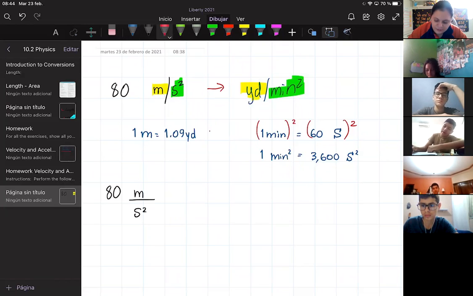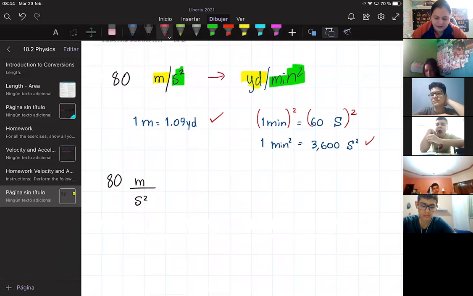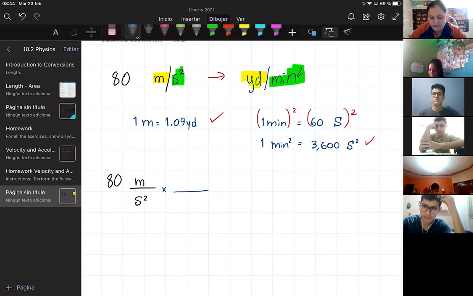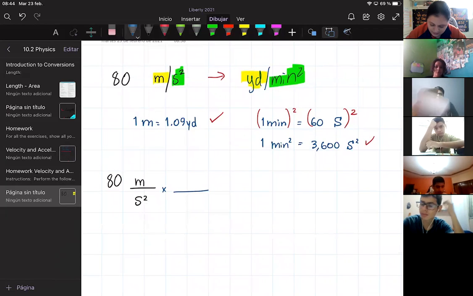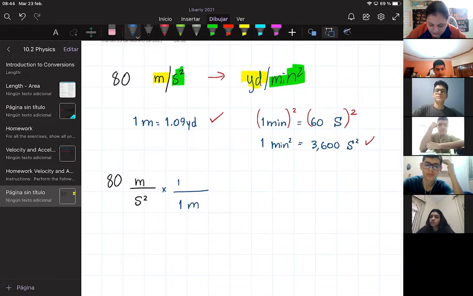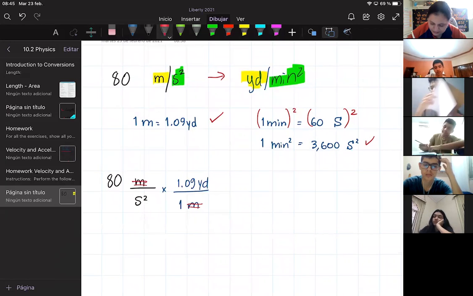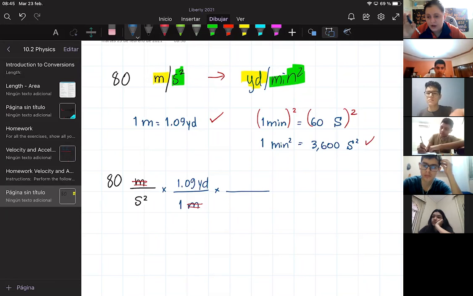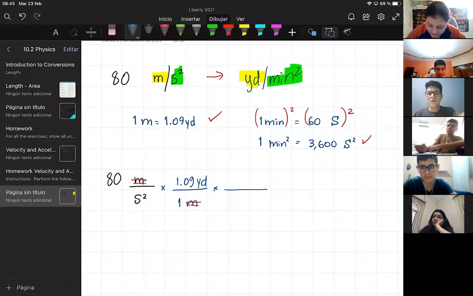Now you can use both conversion factors in here. So going back to the exercise, we're going to start converting from meters to yards if you want. Where am I supposed to write the meters, up or down? Down. 1 meter down and up the yards. You can cancel the meters. And then the other conversion factor, where are you supposed to write the minutes? Up or down? Down. Minutes come down, okay?